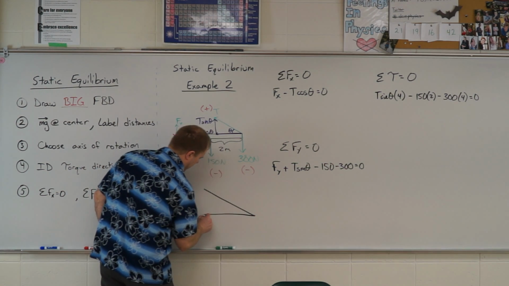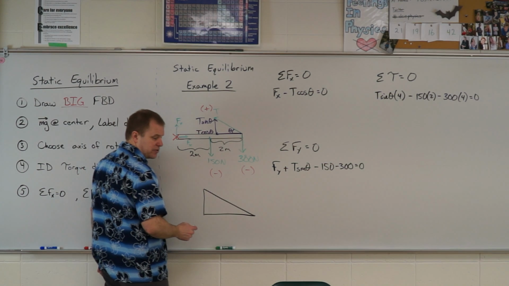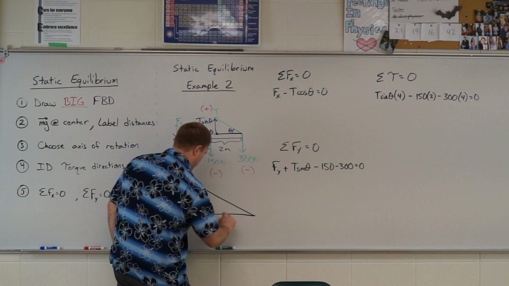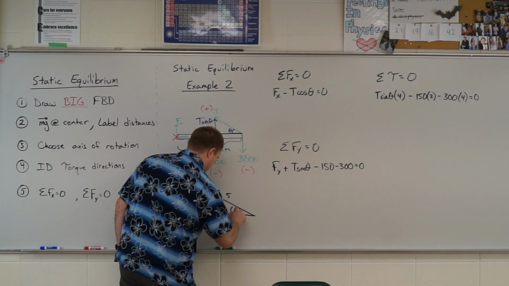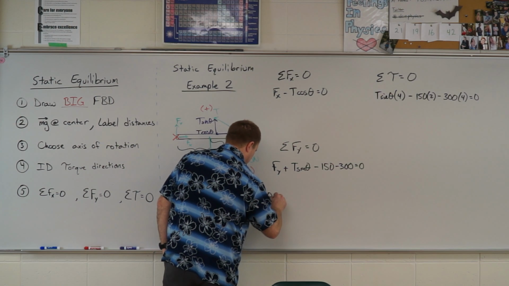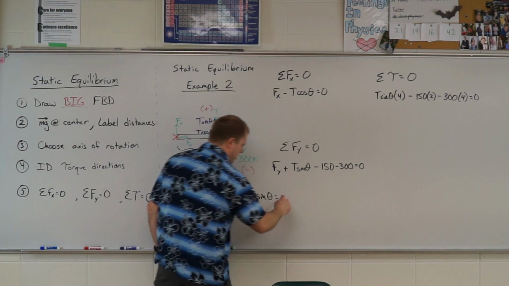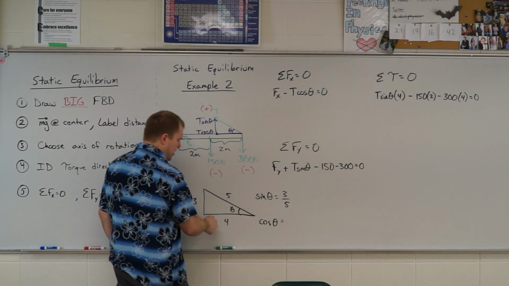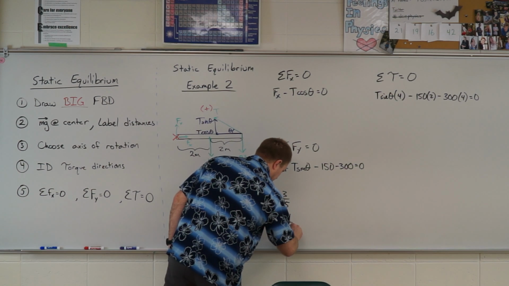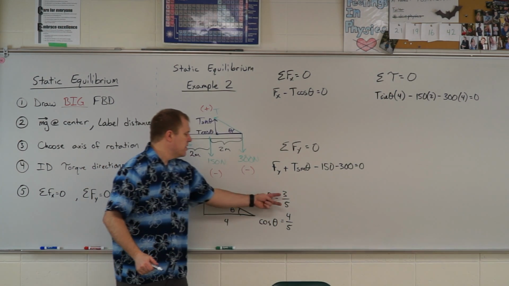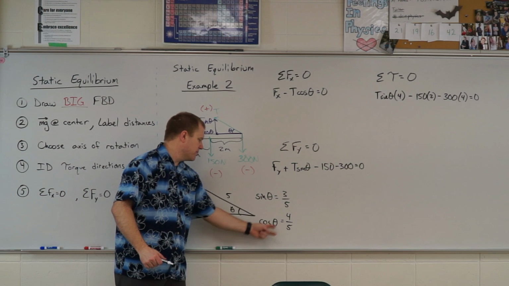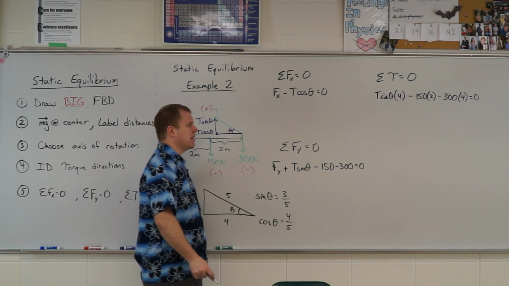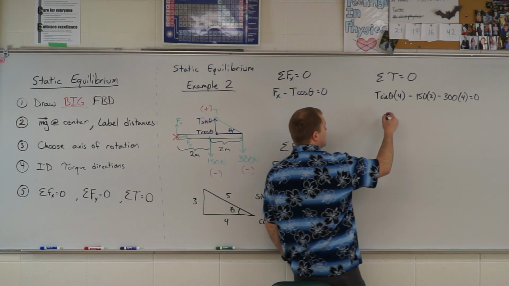So what we're going to do for that is, because this is our 3, 4, 5 triangle, this is our theta. So the sine of theta in this case is going to be opposite over hypotenuse, so 3/5. And the cosine of theta is going to be adjacent over hypotenuse, so 4/5. So I'm just going to substitute in 3/5 wherever I see sine of theta and 4/5 wherever I see cosine of theta, as opposed to solving for the angle and substituting in that way. So let's go ahead and solve for this.